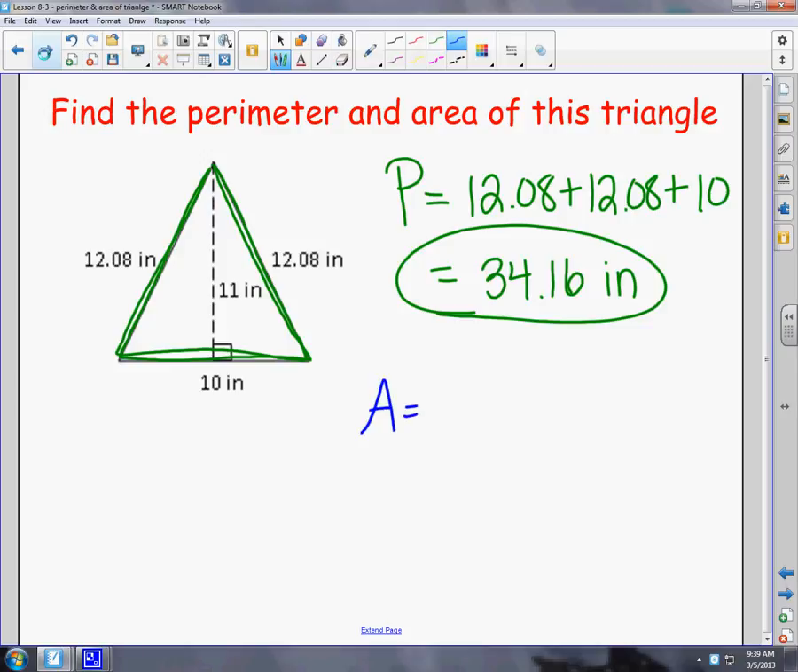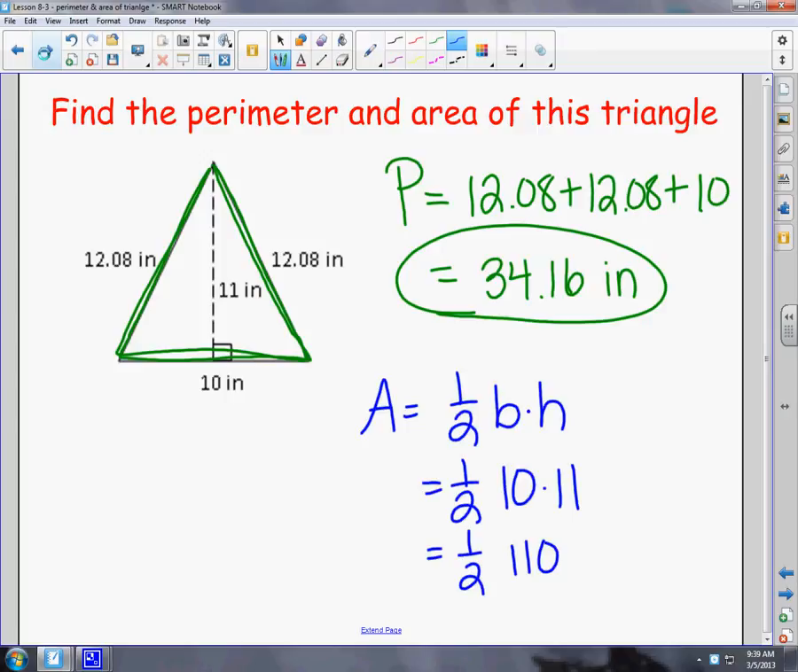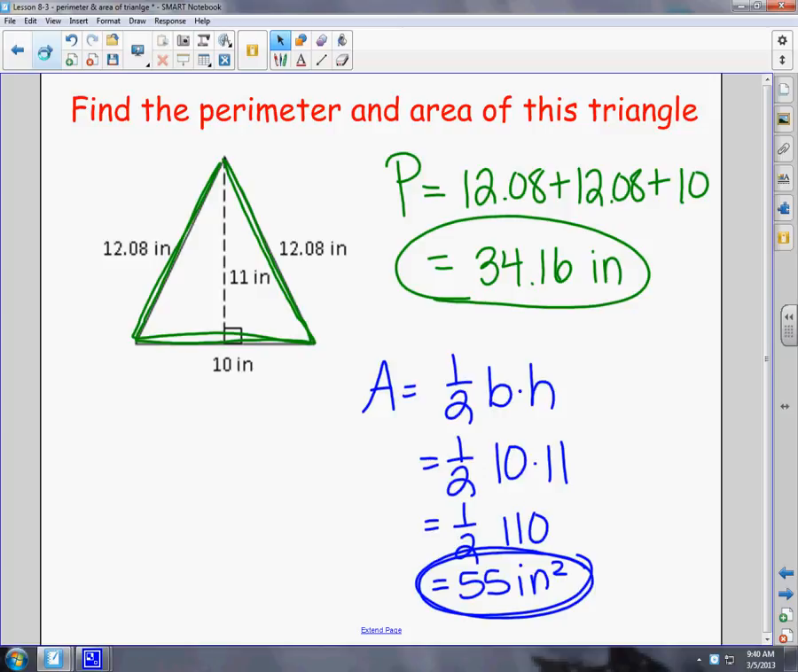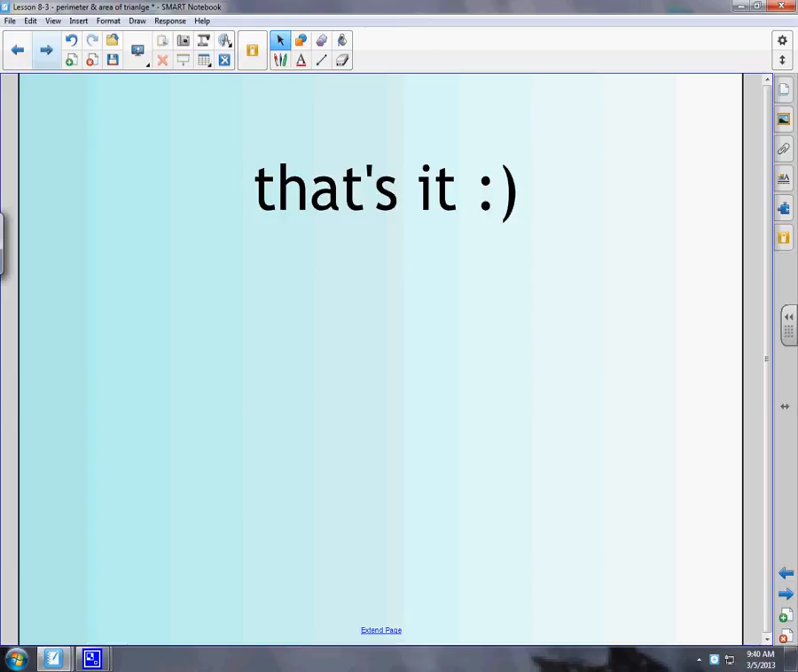Area equals 1/2 base times height. So it'd be 1/2, the base is 10, and the height is 11. So then it would be 1/2 of 110, and then half of 110 is 55 inches squared. Look at the difference. One's 55 and one's 34. They're very different, perimeter and area. So you need to make sure that you're doing it properly if you get asked the question. All right, that is it for your notes.